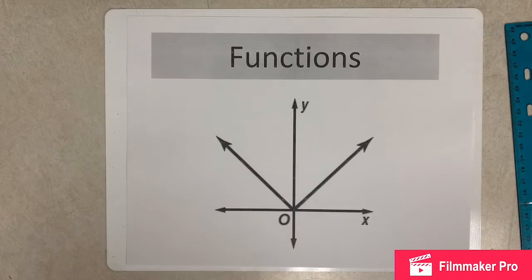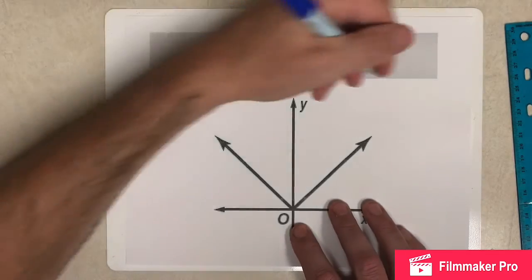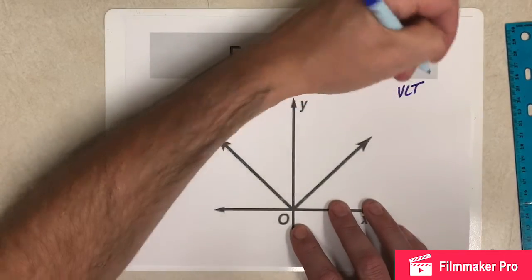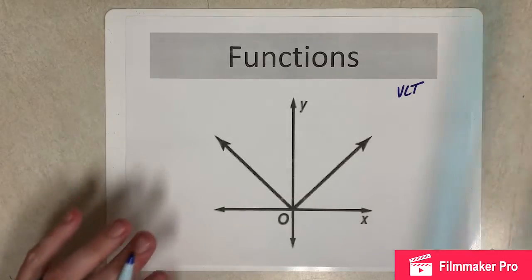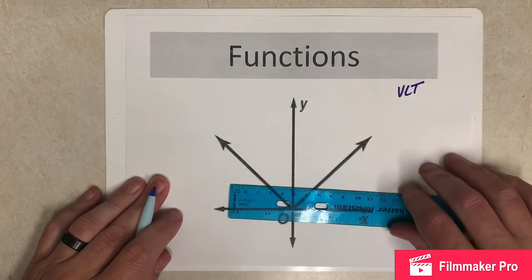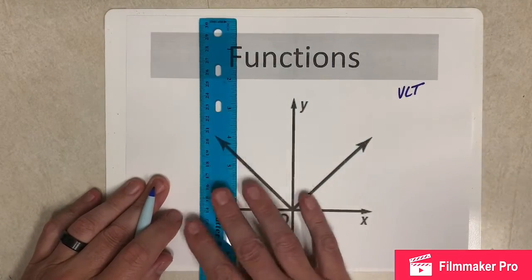All right, so let's get our graphs again. So what kind of a line are we going to look at for these? Are we going to look at a horizontal line or a vertical line? We're going to look at what's called the VLT, the vertical line test, which means I need a vertical line, not a horizontal one. Okay, we're going to pass the vertical line across.